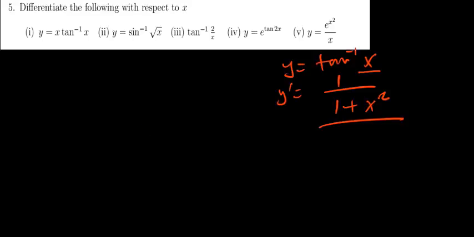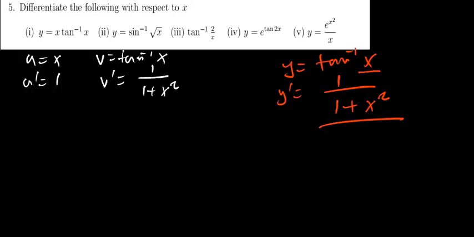Now if we look at this, we have got two functions. We are going to apply what we call the product law. Let u be equal to x, u prime be equal to 1. Let v be equal to tan inverse of x. Let v prime be equal to the derivative of this. We have already found this in short, so that becomes like this. Now let's go ahead and also look at our formula for product law. Product law goes like this: dy over dx is u prime v plus u v prime.